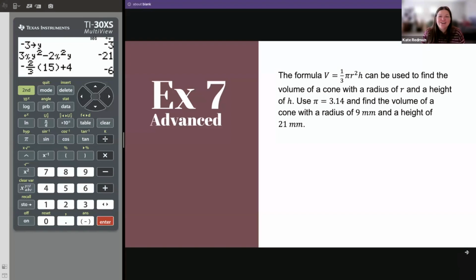So here we go. It says the formula V is equal to 1/3 pi r squared h can be used to find the volume of a cone with a radius of r and a height of h. Use pi equals 3.14 and find the volume of a cone with a radius of 9 millimeters and a height of 21 millimeters.